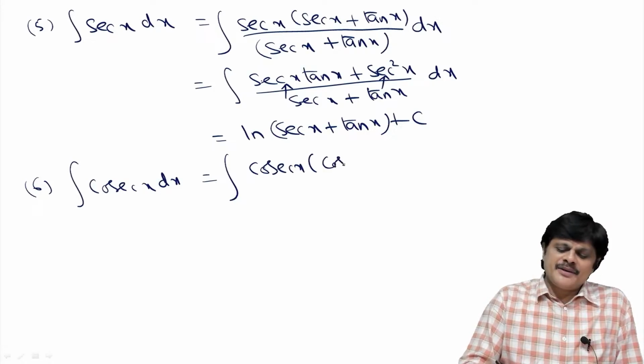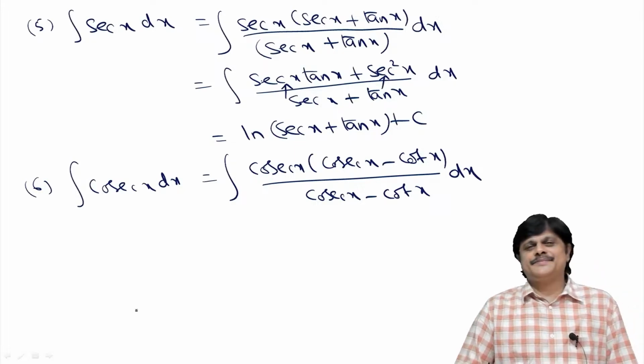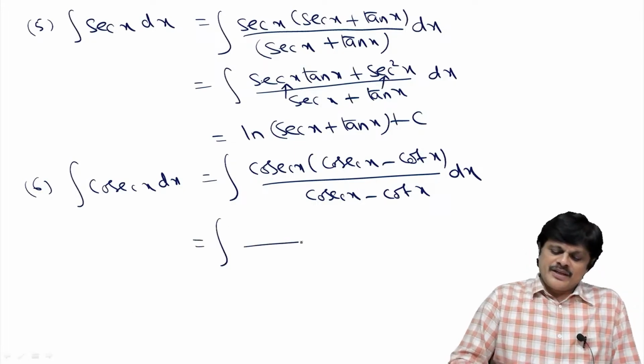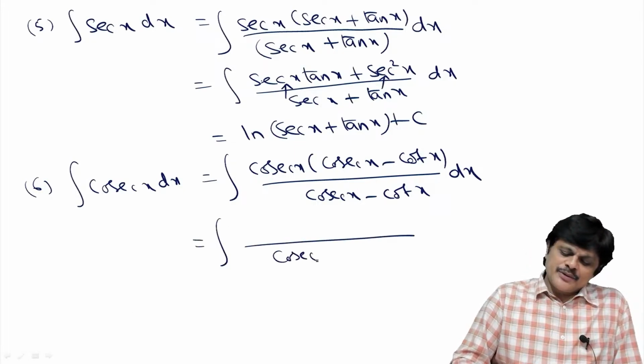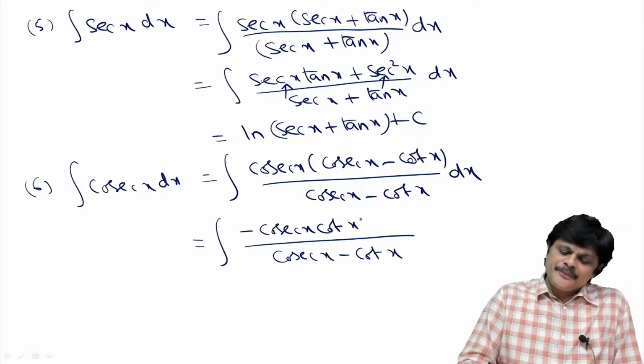Multiply and divide by cosecant x minus cot x, so we get cosecant x minus cot x dx. Now the denominator, let it be like this: cosecant x minus cot x. Now you can write the numerator as cosecant into cosecant, that is cosecant square x. But here cosecant into cot is minus cosecant x cot x plus cosecant square x.